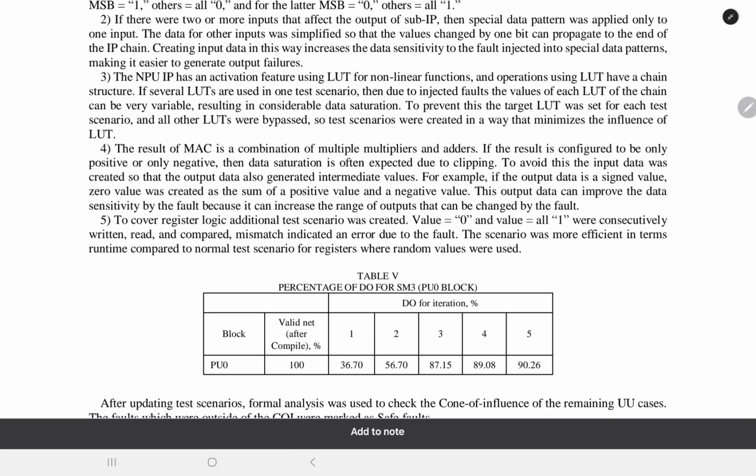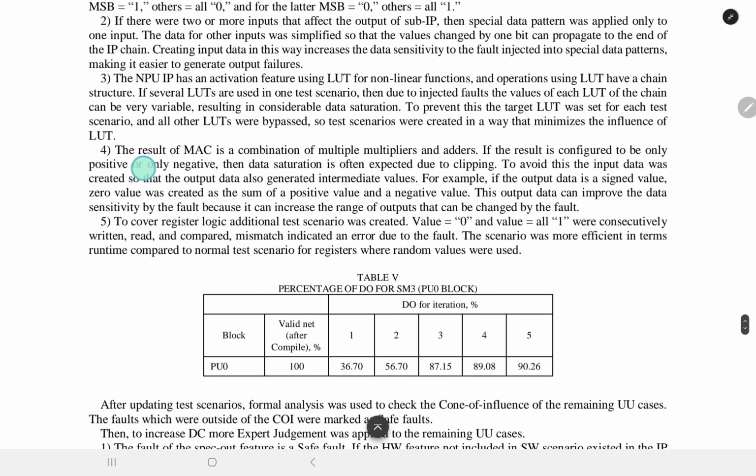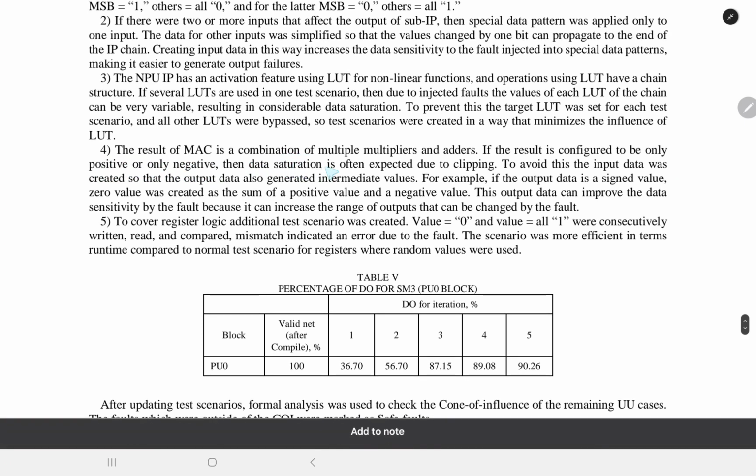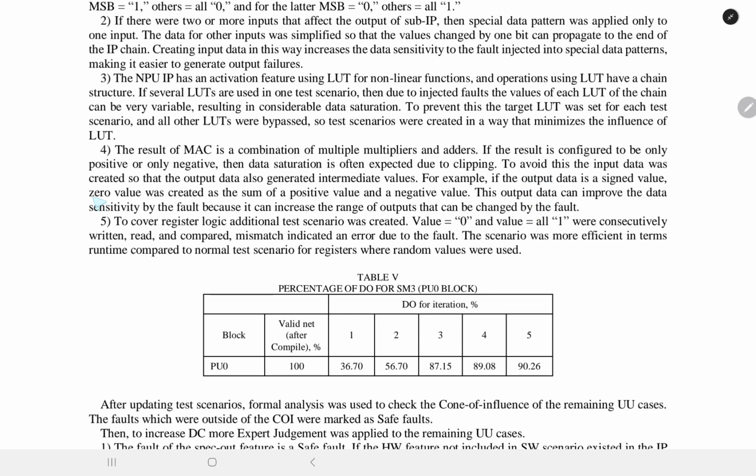Step 4. The result of MAC is a combination of multiple multipliers and adders. If the result is configured to be only positive or only negative, data saturation is often expected due to clipping. To avoid this, input data was created so the output data also generated intermediate values. For example, the output data assigned value 0 was created as the sum of a positive value and a negative value. This can improve the data sensitivity because it can increase the range of the outputs that can be changed by the input.